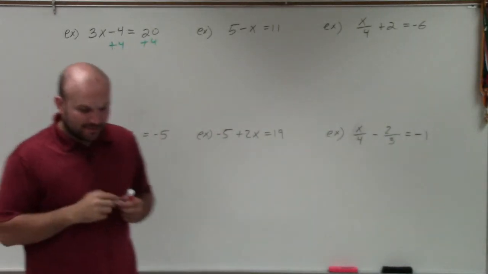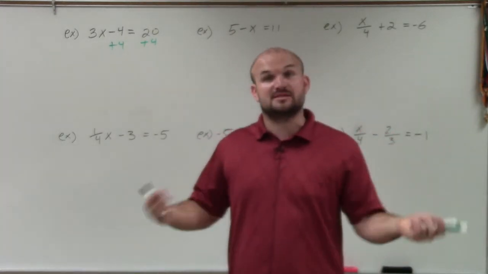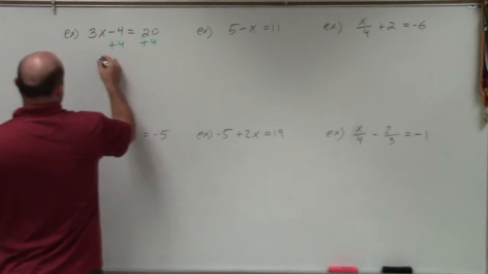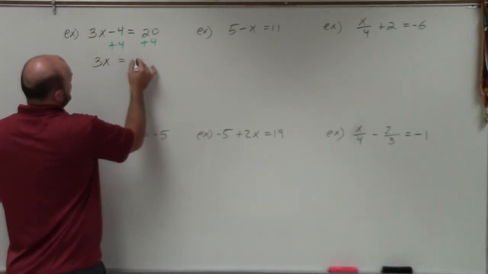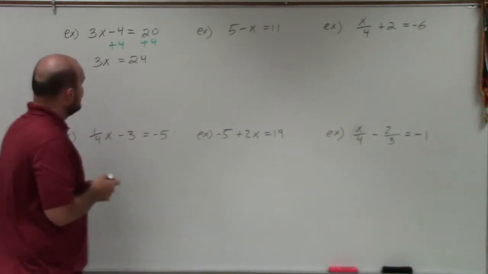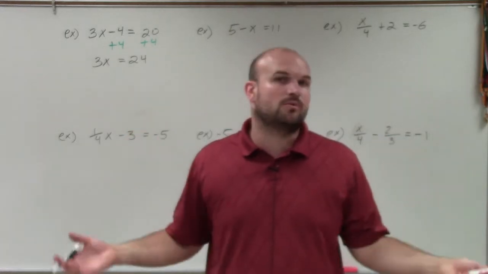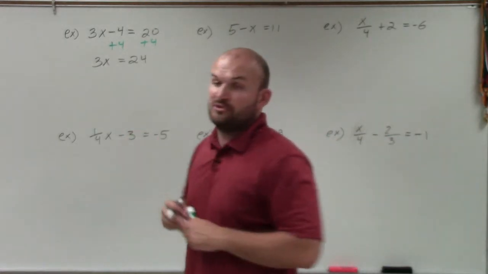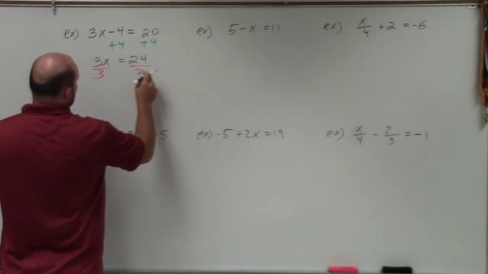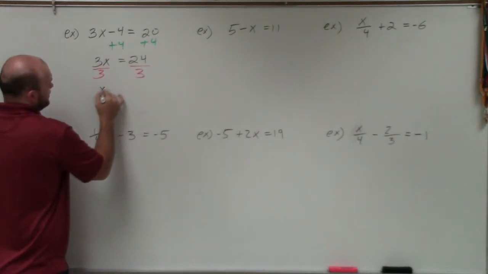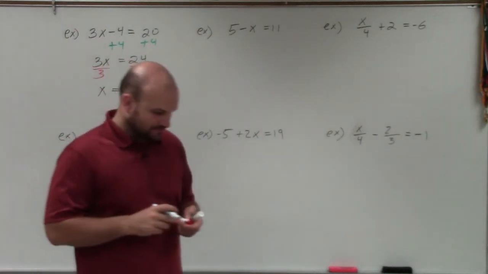Now remember, just like in one-step equations, whatever we do on one side, we have to do on the other side, which is the properties of equality. So I now end up with 3x, the 4 becomes a 0, which we're not going to write, equals 24. By undoing that first operation, I've now created a one-step equation, where my variable is being multiplied by 3. To undo multiplying by 3, I divide by 3. That goes to 1, leaving me with x equals 8 as my final answer.